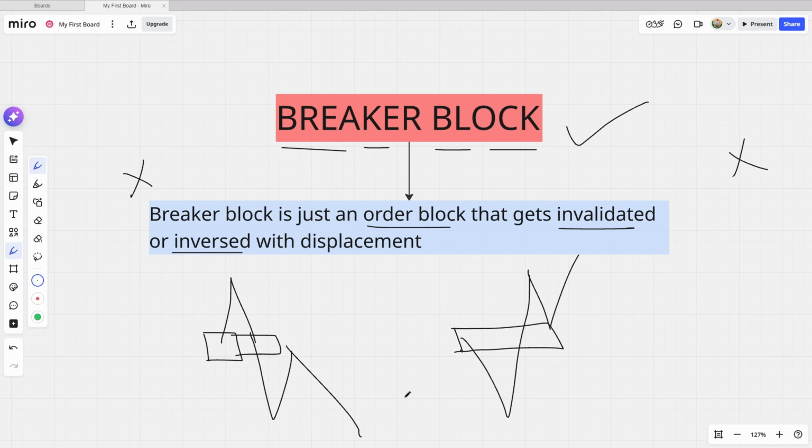There is no special pattern, no indicator, and no advanced rule behind it. It is just an order block that gets inversed with clear displacement. Now let me show you an example on the chart so you can clearly see how a breaker block actually looks in real market conditions.